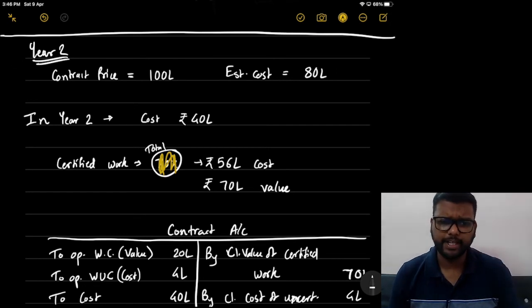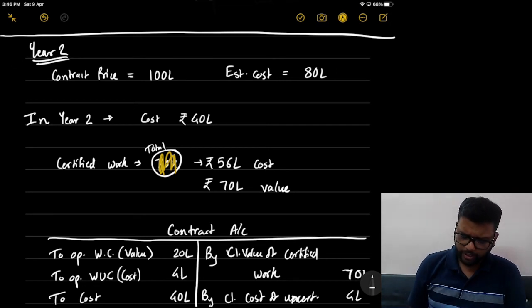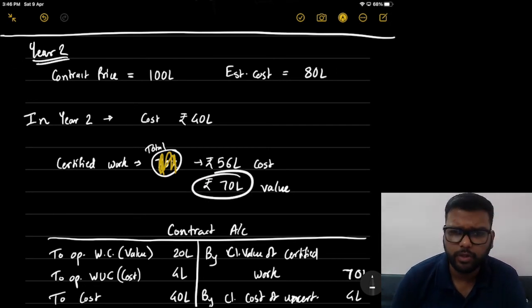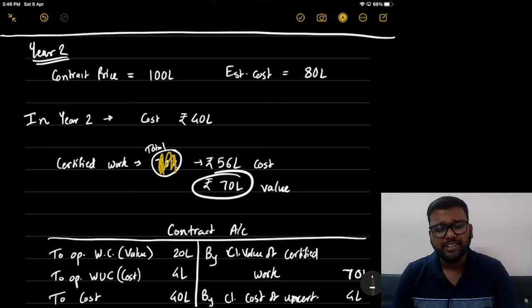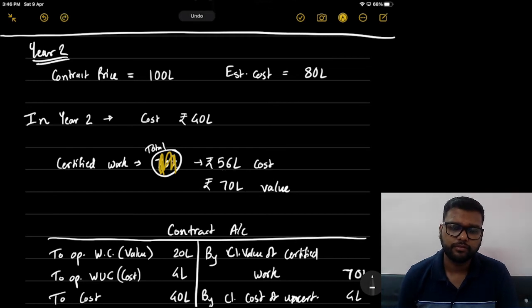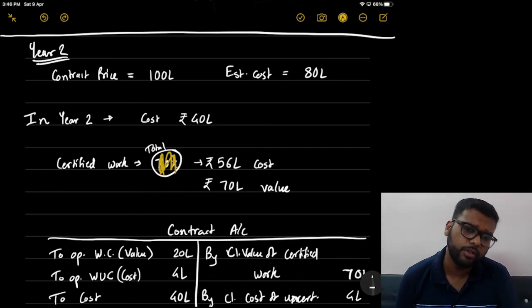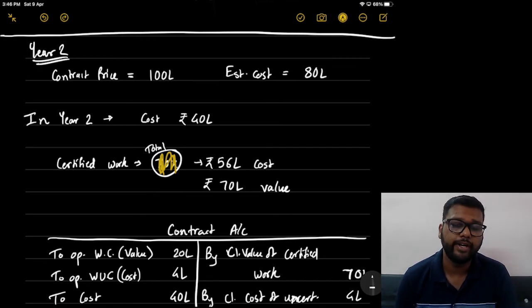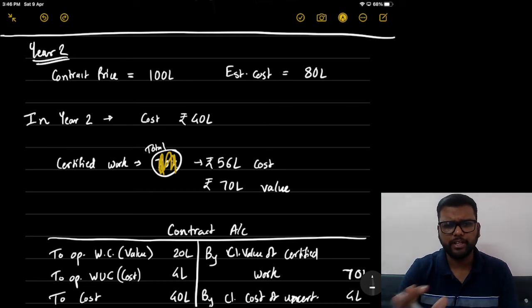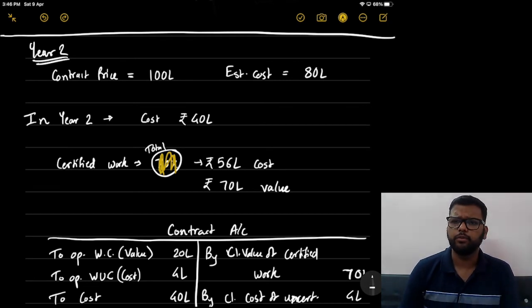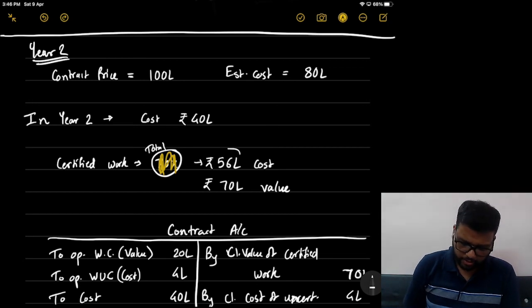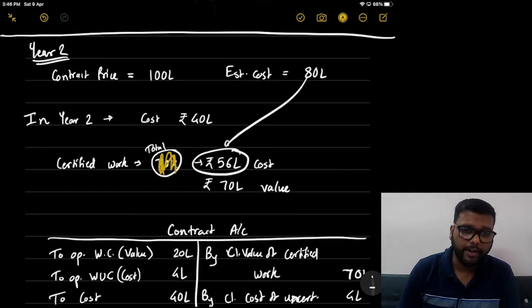By the end of second year, total 70 lakhs was certified, out of which something was already certified in last year. What? 20 lakhs was already certified in last year, right? Yes, sir. So just the remaining 50 lakhs, that person certified now. Okay, fine. That means the corresponding certified cost will be 56 lakhs. Is it correct?